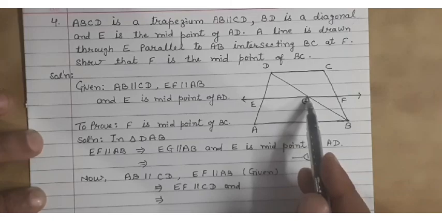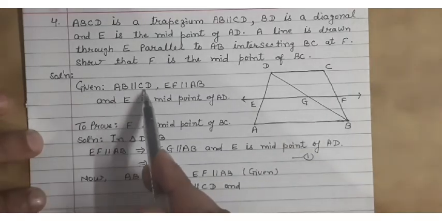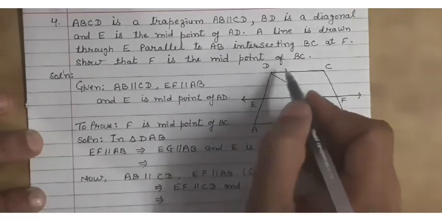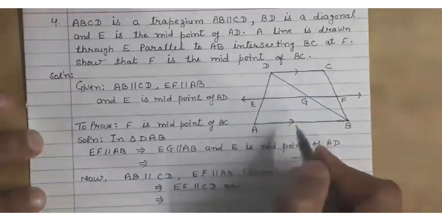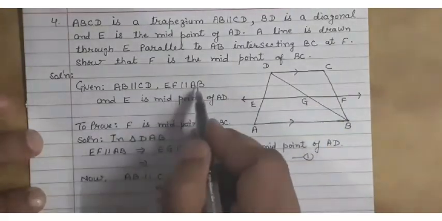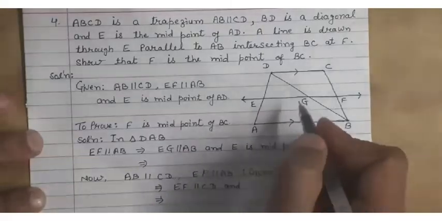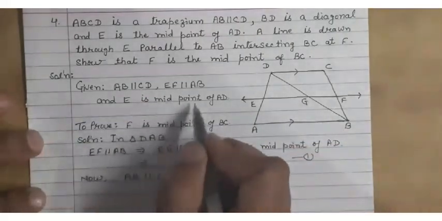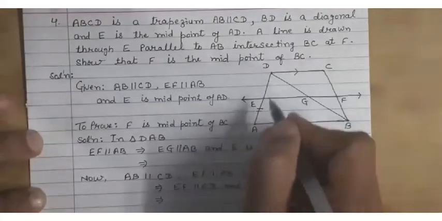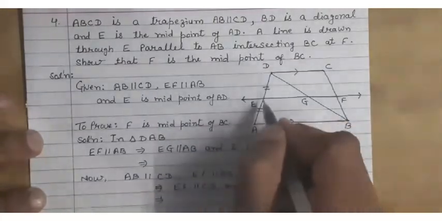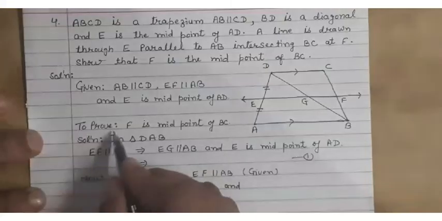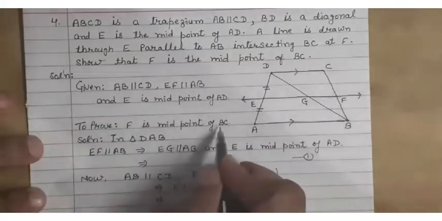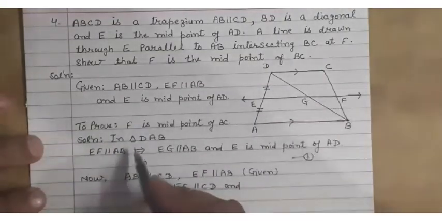Mark one point G here, and what is given? AB is parallel to CD, it is given to you. EF is also parallel to AB. And E is the midpoint of AD. Then to prove F will be the midpoint of BC, this we have to show.